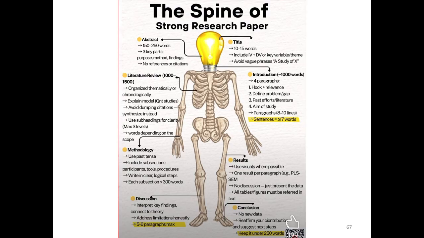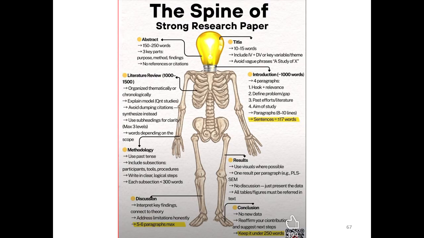Then results, with visuals where possible, like suitable graphs such as bar chart, pie chart, and area map. There are plenty of graphs available, like line graph and scatter plot, etc. Then one result per paragraph, like PLSM, you can use as an example. Then no discussion, just present the data, and all tables and figures must be referred to in the text.